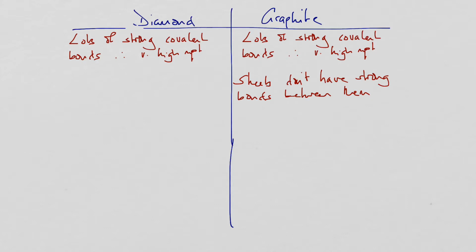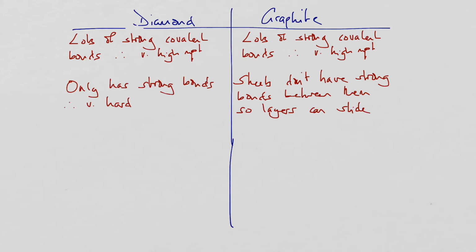That means each layer individually is intact, but the layers slide across each other because there aren't strong bonds holding those layers together. So the layers can slide. Diamond, on the other hand, only has strong bonds. It has no weak bonds like graphite does between the layers. So if diamond only has strong bonds, it's very, very hard. And in fact, you may well be aware that diamond is the hardest substance we know.